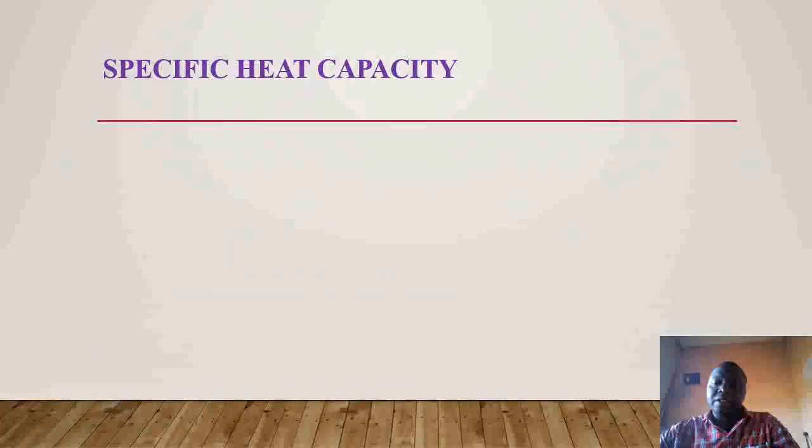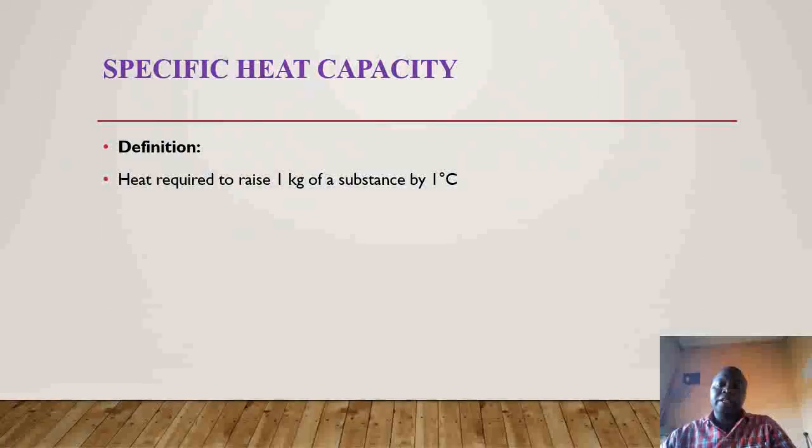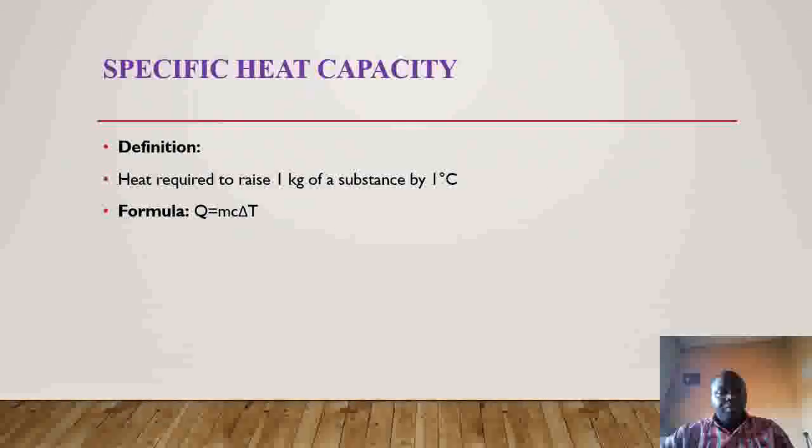Specific capacity is our next term. How do we define that? The heat required to raise 1 kilogram mass of a substance by 1 degree Celsius or by 1 Kelvin. The formula for specific capacity is given as Q is equal to m c delta T.